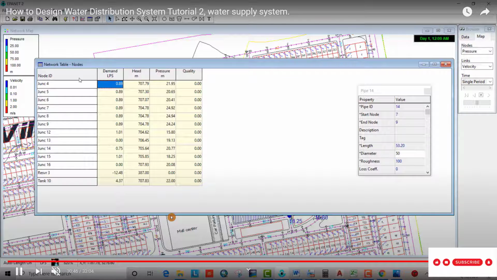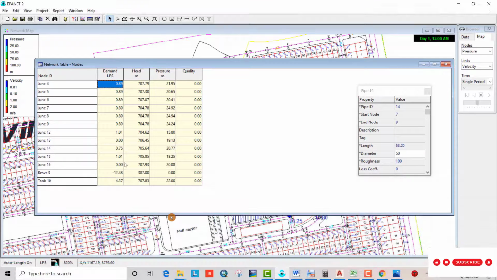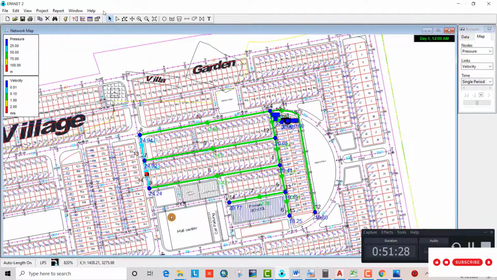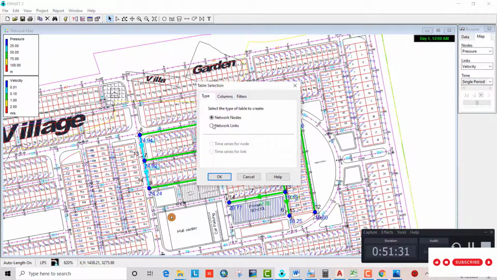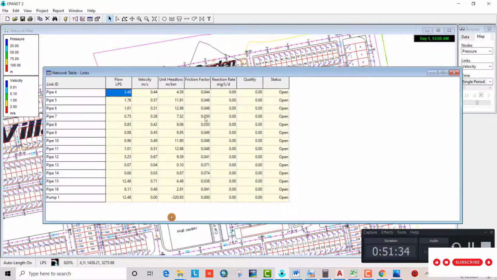Also from report you can find the results. You see the demand, head, and pressure, that's the pressure, that's the reservoir, or also you can find the data for the network links. You see that's the flow in each pipe, that's the velocity. These two are small, others are good, that's the head loss.